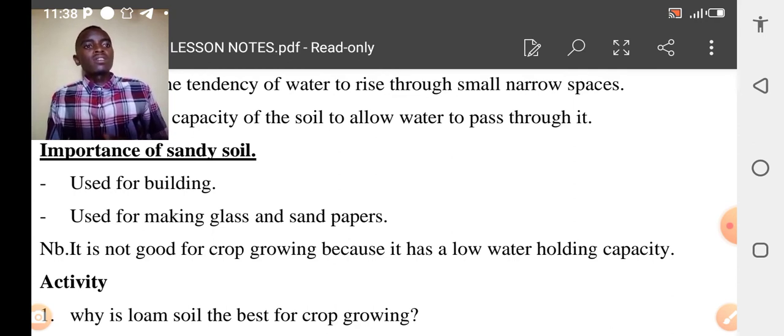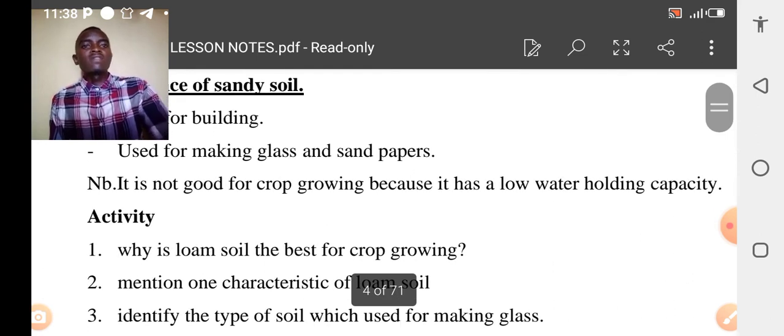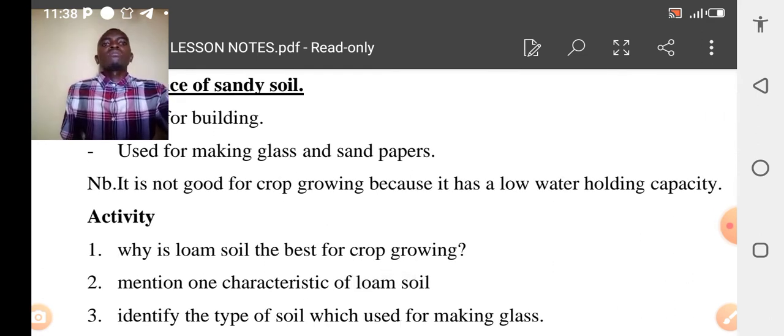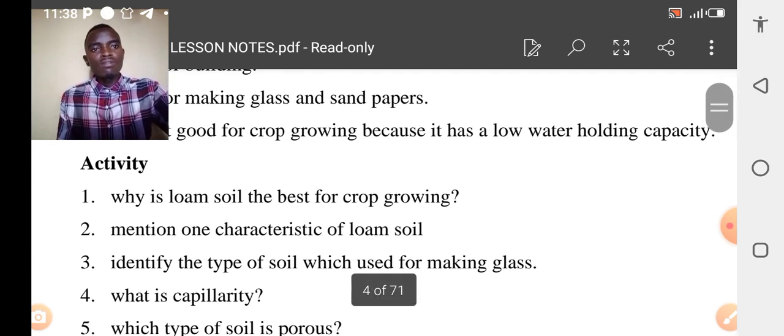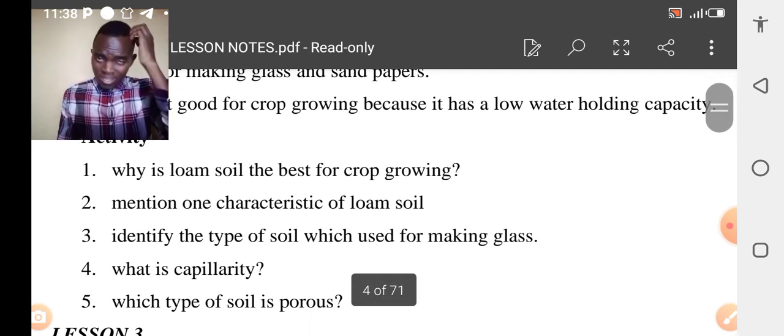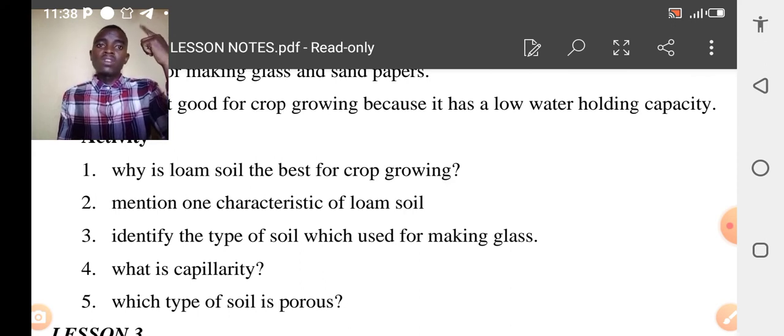So let us do an exercise, the second activity. Why is loam soil best for crop growing? We have talked about that, so just revise and answer this question. The second one, mention one characteristic of loam soil. What are the characteristics of loam soil we have seen above? And identify the types of soil.